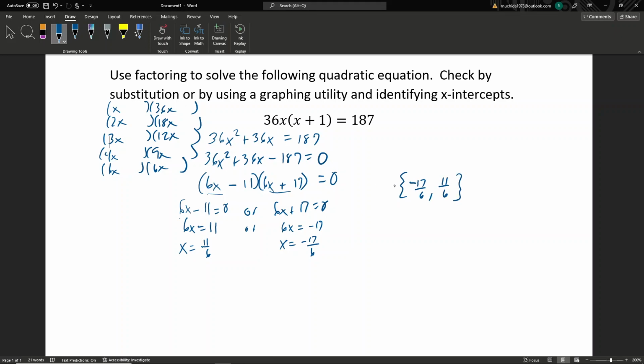And the way you could verify, you could plug these values into the equation, and when you multiply them together, the left side will equal the right side.